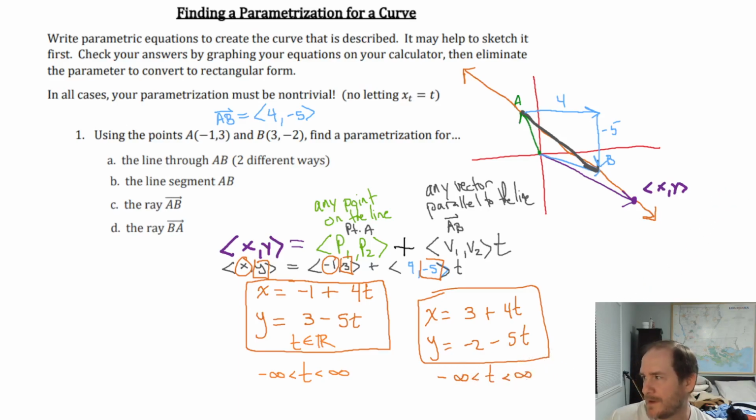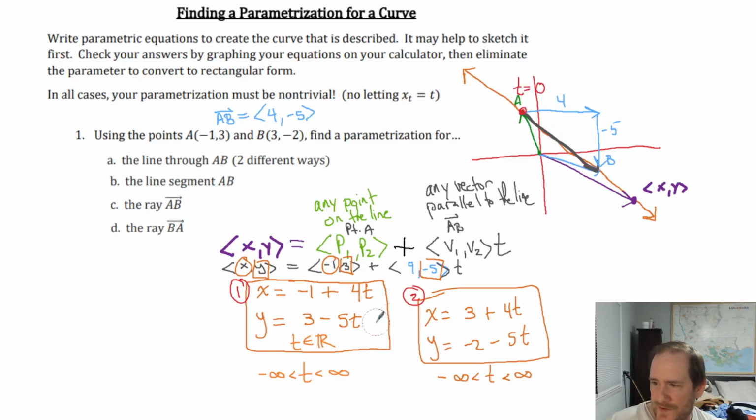Okay, great. So that's part A, done. Now part B says, hey, I actually only want line segment AB. And if you've been paying attention, then hopefully it's easy to see that the way we parameterized our line in the first example, we let point A be our initial value. So we would get this point, -1, 3, when we let t be 0. So A is literally the point we get when t is 0.